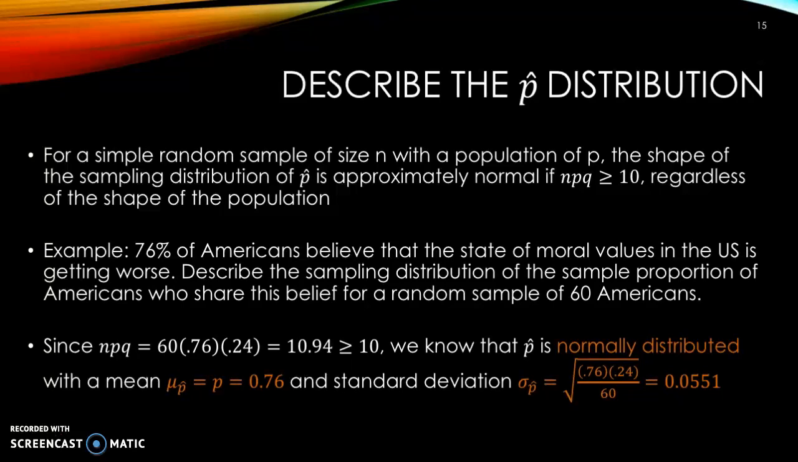So I can say that p-hat is normally distributed, and I can say that its mean is equal to the population proportion of 0.76, and its standard deviation is equal to the square root of p times q over n, which is 0.76 times 0.24 divided by 60, and then I take the square root, and I get 0.0551.